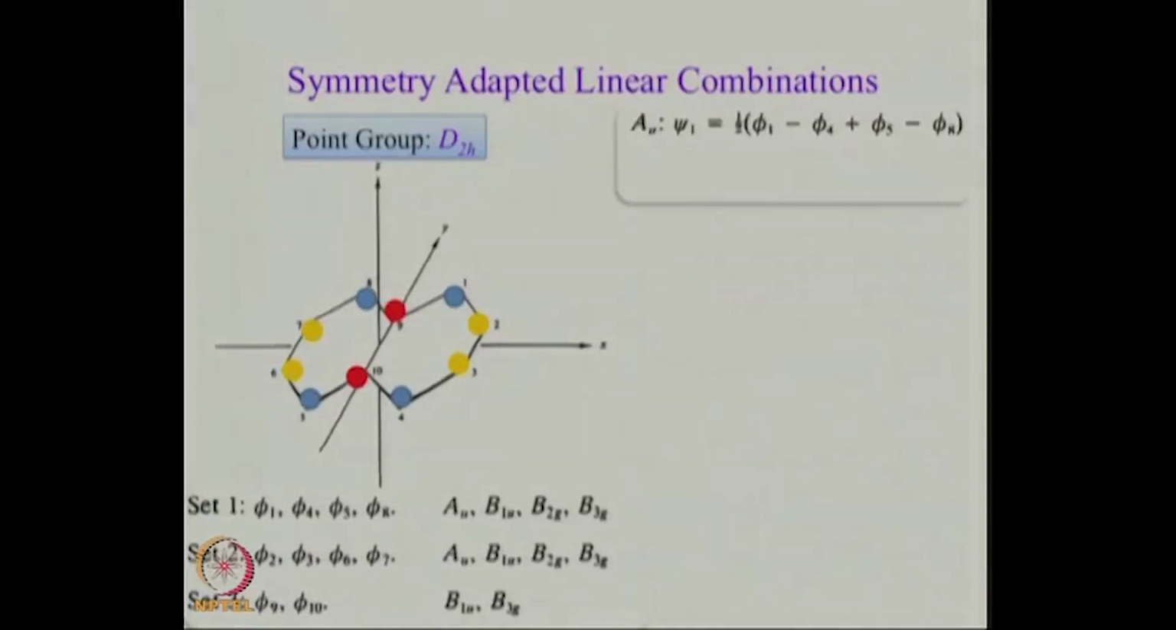What is the next symmetry? B1U, right. Can you do it for me? The projection operator of B1U operating on phi 1. What do I get? The characters this time are 1, 1, minus 1, minus 1, minus 1, minus 1, 1, 1.